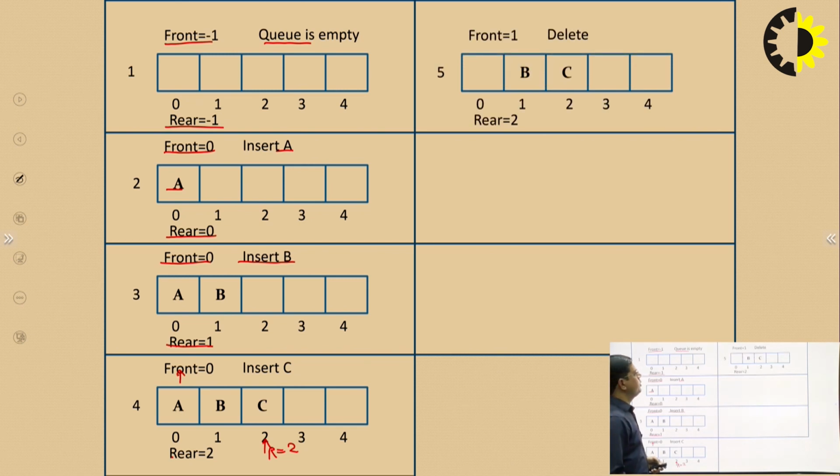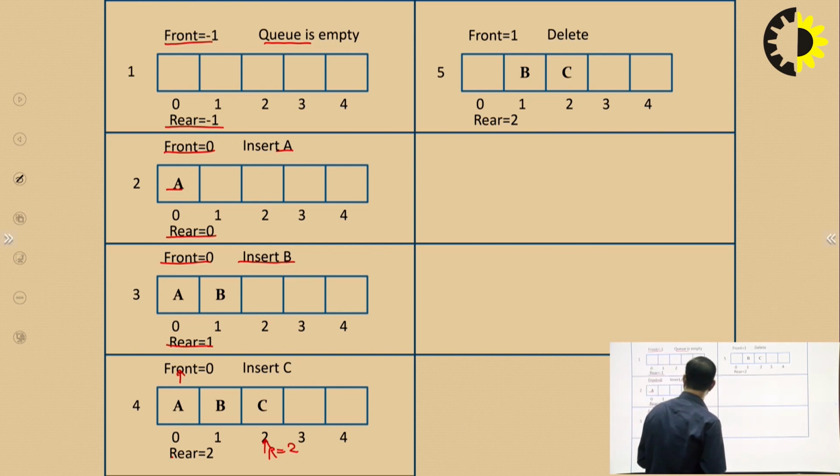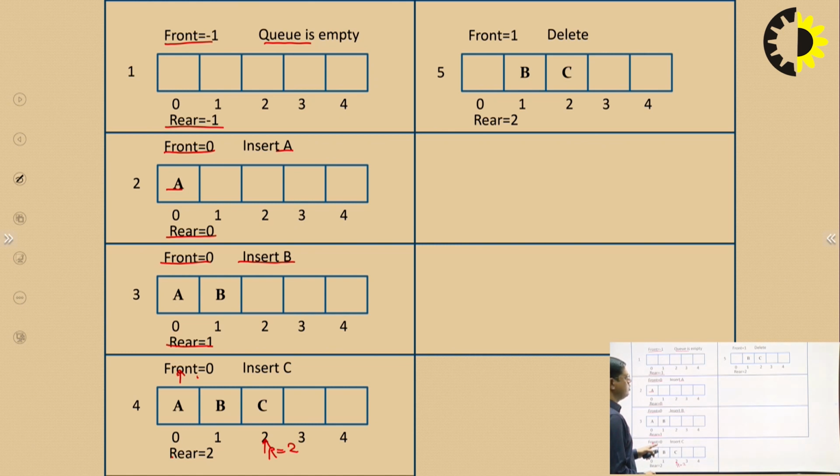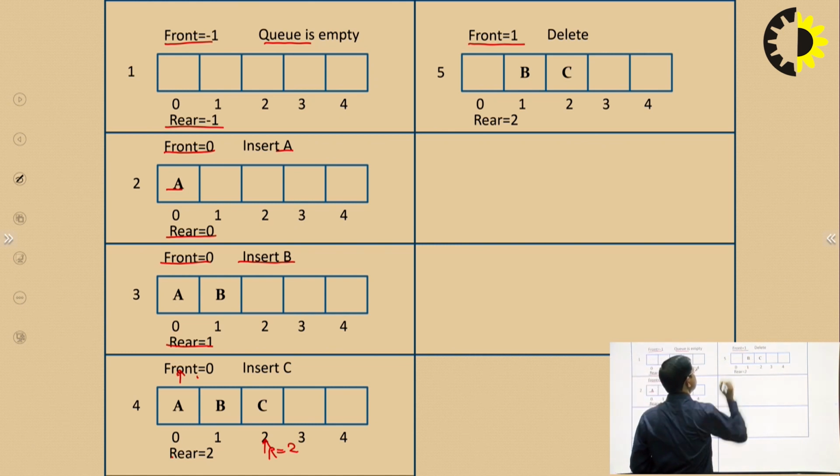Now for example, we are trying to delete an element in the given queue. We have 3 elements A, B, C. First of all, A will be deleted, and after deletion, the value of front, that is 0, will be incremented by 1. That means it will be 1. And rear will be as it is.